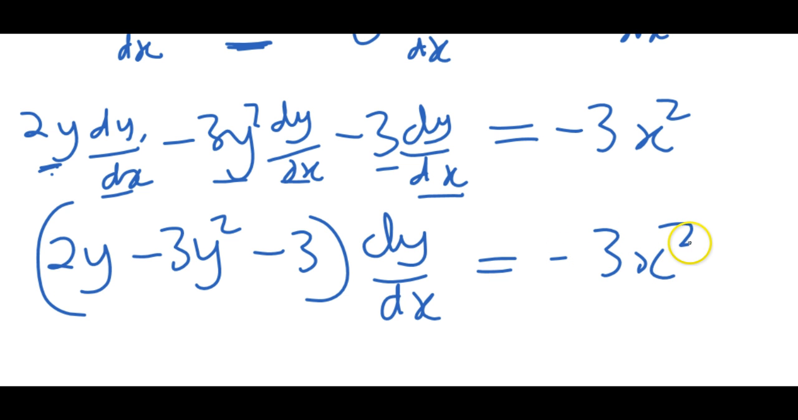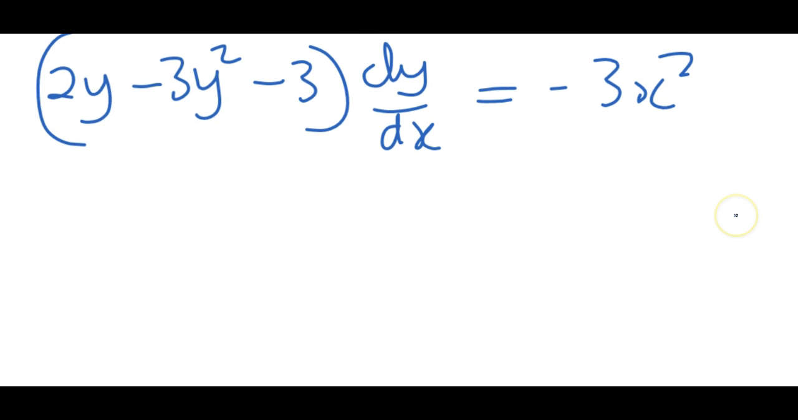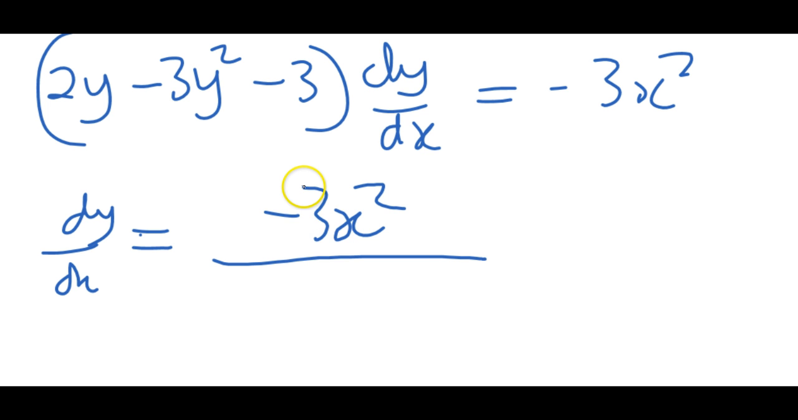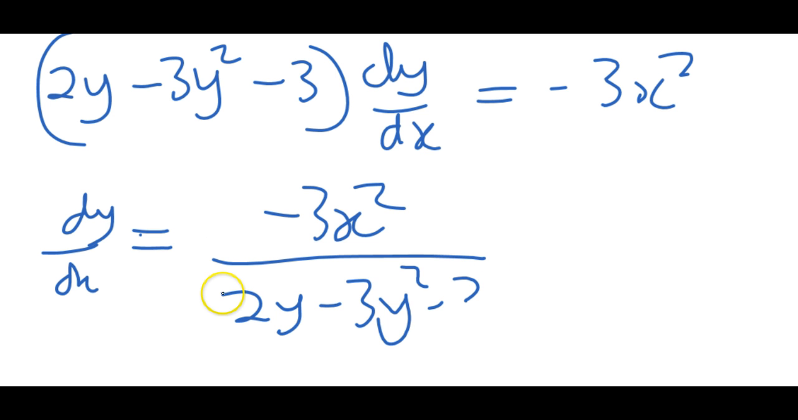And so dividing both sides by this, I have dy dx is equal to negative 3x squared, all divided by 2y minus 3y squared minus 3. So this will be the final answer.